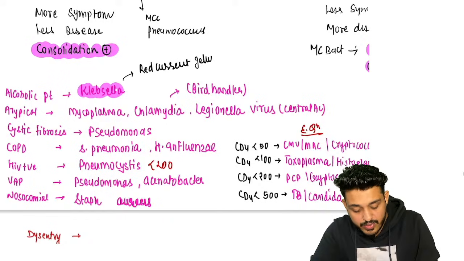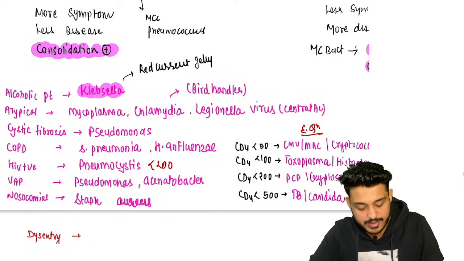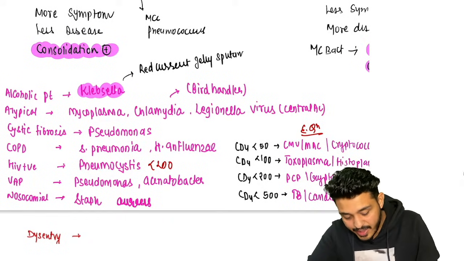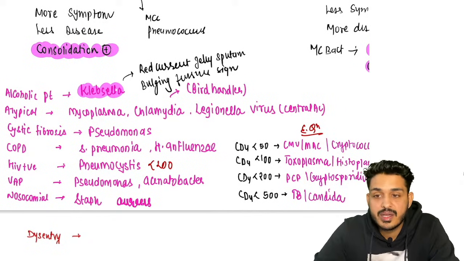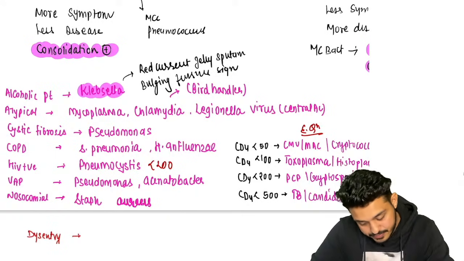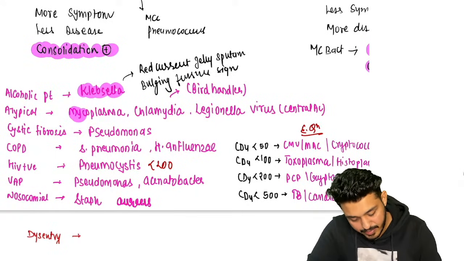Tell me, where do you find red currant jelly stool? Jelly sputum is going to be here. And on x-ray you can find what? Bulging fissure sign. This is going to go in the favor of what? Klebsiella pneumonia, right?